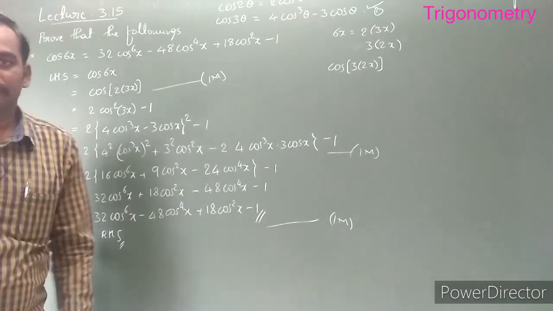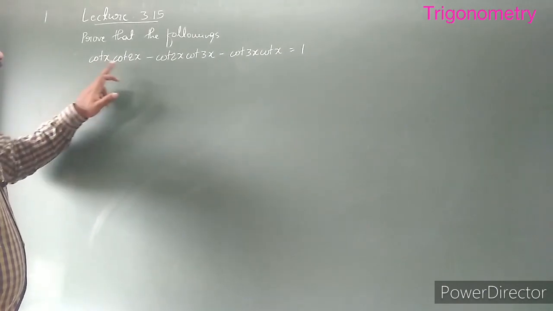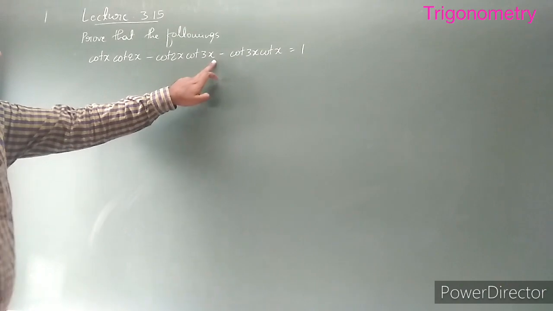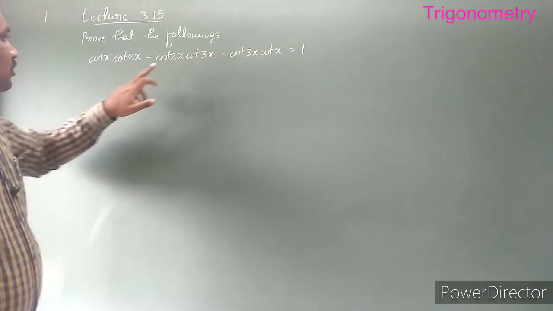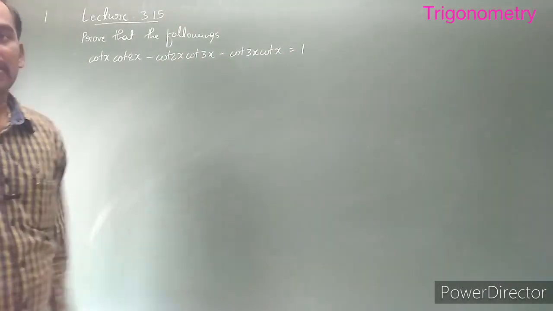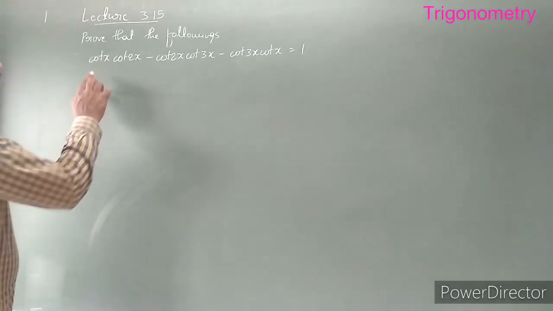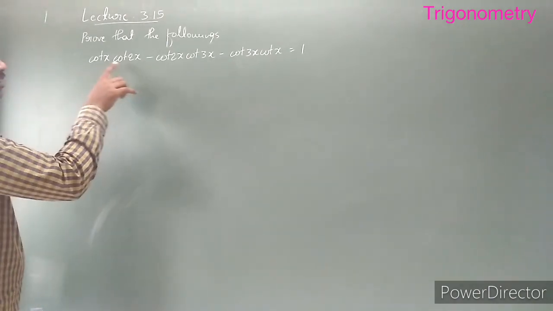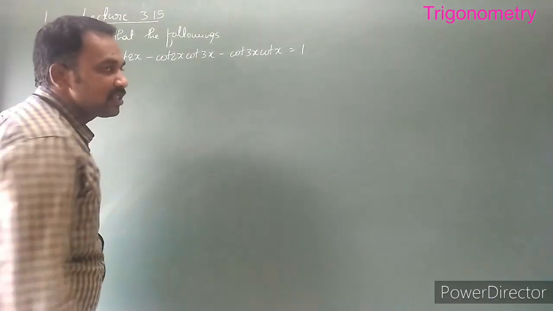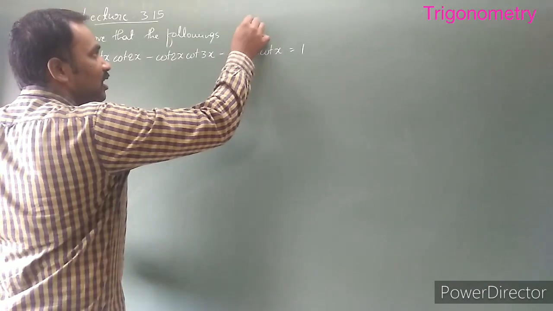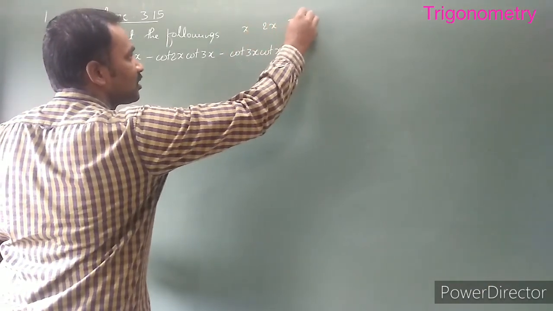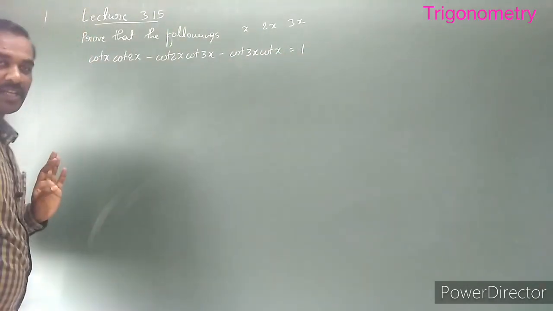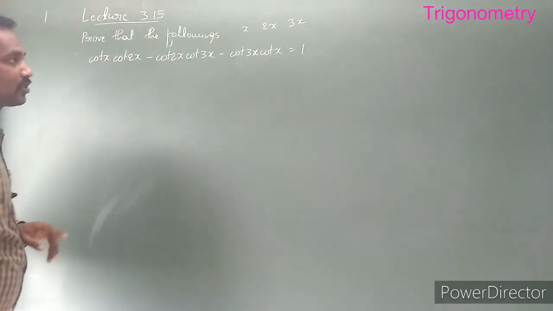Okay, next. Cot x, cot 2x, minus cot 2x cot 3x, minus cot 3x cot x is equal to 1. Here, throughout the cot ratio is there, and on the right hand side is 1. The angles are x, 2x and 3x. On the right hand side the whole term will cancel and the remaining answer is only 1. How to solve this one?